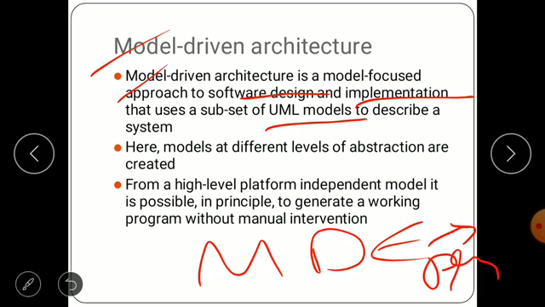Okay, here models at different levels of abstraction are created. In model driven architecture we are going to use a subset of UML models. These UML models have different levels of abstraction. Each of the UML models is going to create a different level of abstraction.